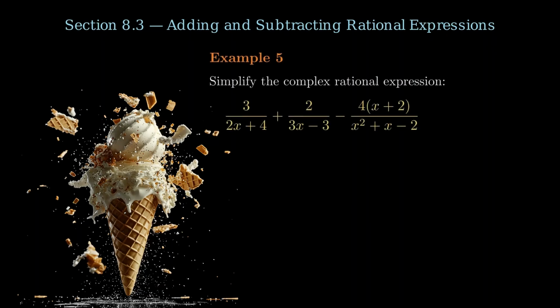Let's solve an advanced problem combining addition and subtraction. Simplify the expression 3 over 2x plus 4 plus 2 over 3x minus 3 minus 4 times x plus 2 over x squared plus x minus 2.